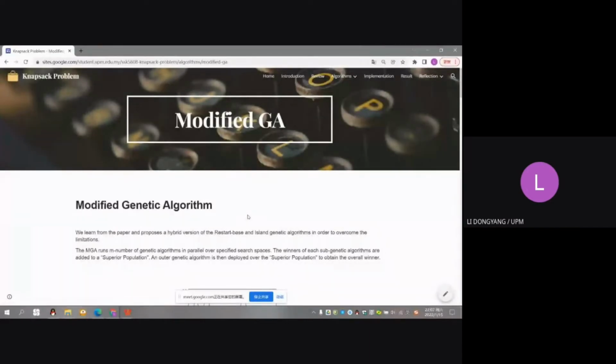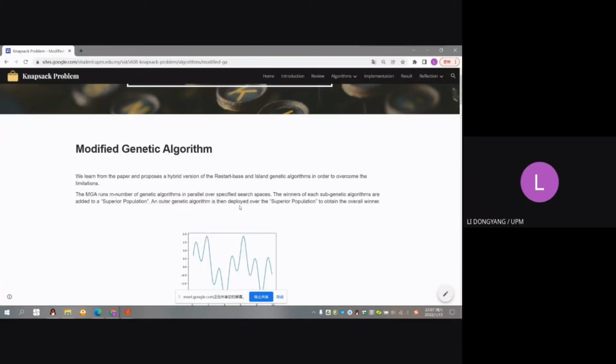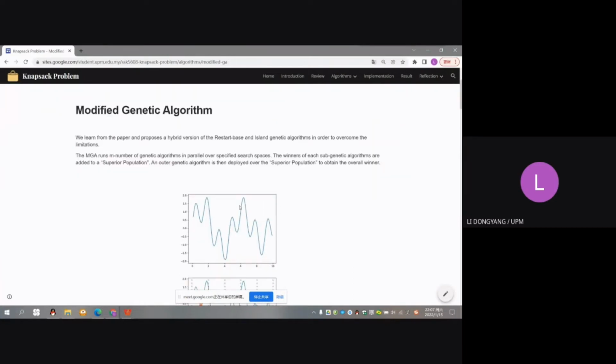Now I will introduce the modified GA. The modified genetic algorithm is what we learned from the paper, and we propose a hybrid version of the restart-based and the island genetic algorithm in order to overcome the limitations. The MGA runs a number of genetic algorithms in parallel over specified search spaces. The winner of each sub-genetic algorithm is added to a superior population. An outer genetic algorithm is then deployed over the superior population to obtain the overall winner.